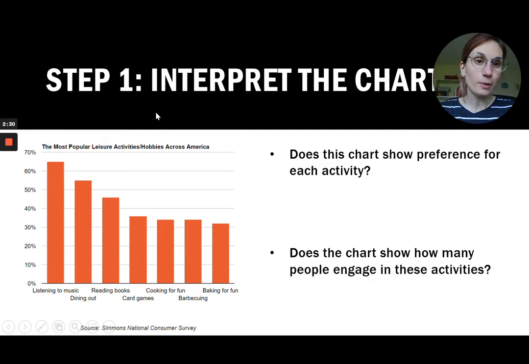So step 1 is always to interpret the chart. So we need to look at this chart and make sure that we understand it. What is the chart showing? So for example, in this chart here, does this chart show preference for each activity? What do you think? Looking at this chart, what do you think? Does it show preference for each activity?